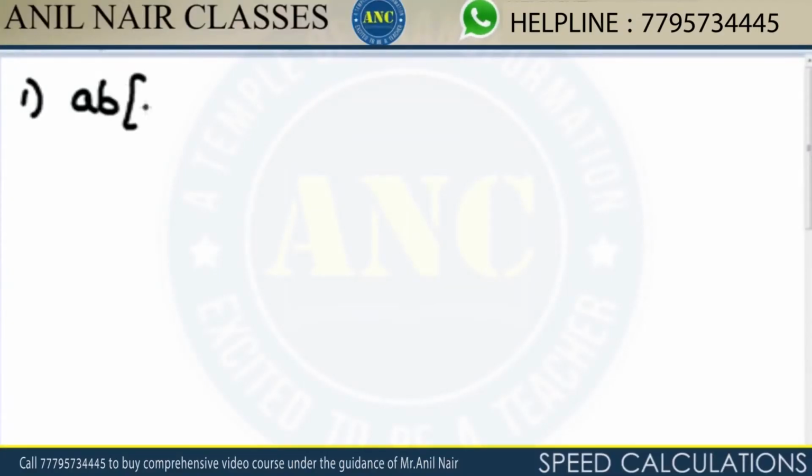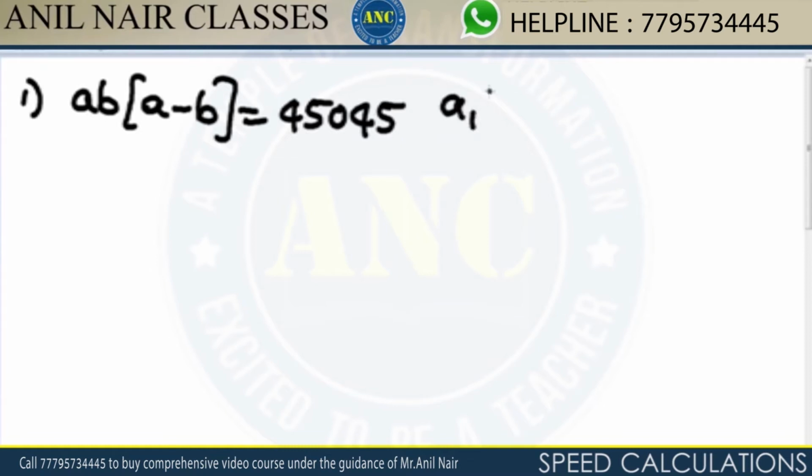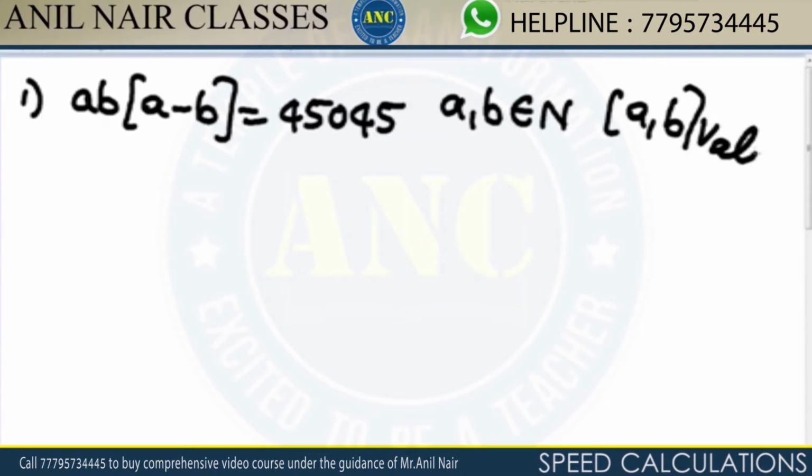AB into A minus B is 45045. A and B are natural numbers. Some people will say ignore the domain. For me, strict no. There is a root cause of the problem. AB into A minus B is 45045.